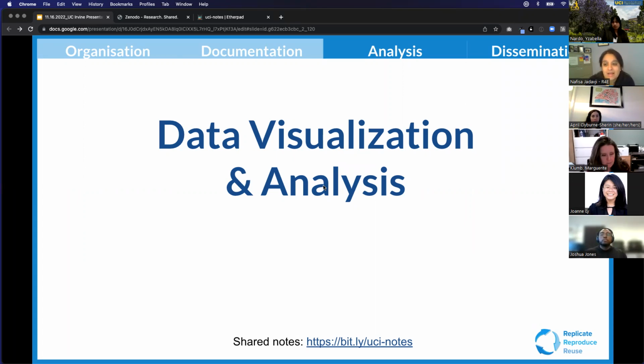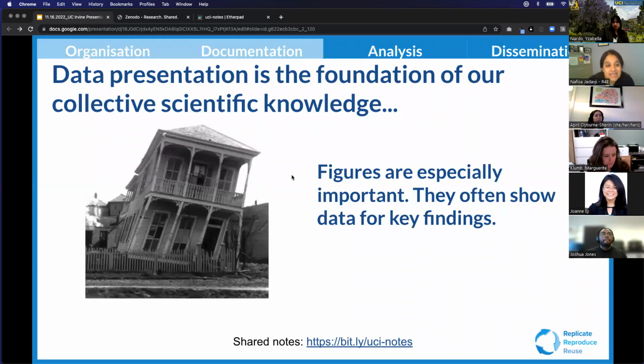Next slide. We know that data presentation is the foundation of scientific knowledge, and that comes in the form of figures, because they often show data of key findings that we have.